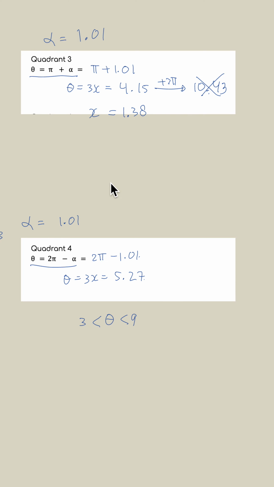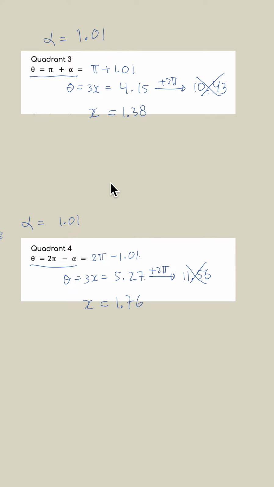What if we add 2 pi? I think it will exceed by a lot. Let's check. 5.27 plus 2 times pi. You get 11.56. Yep, it's too far. So don't use that. We have only one answer for quadrant 4, which is 5.27 for 3x. But that's not the answer yet. The answer is x, which means you must divide that by 3. 5.27 divided by 3, you get 1.76 radian.